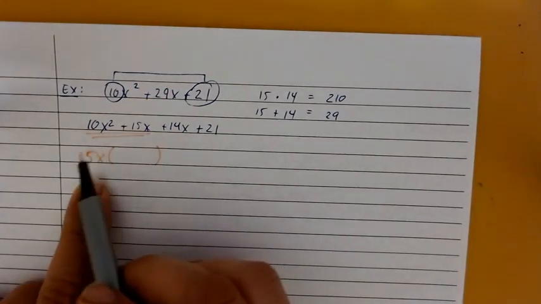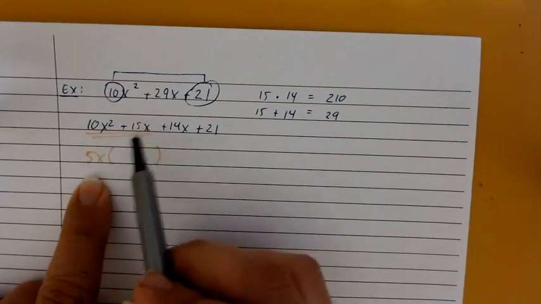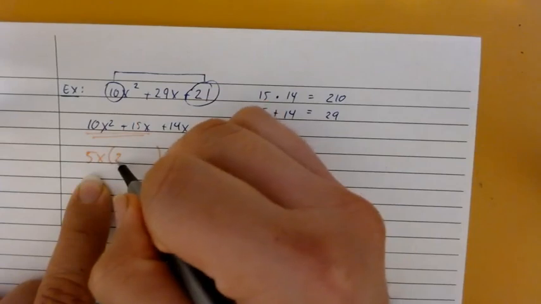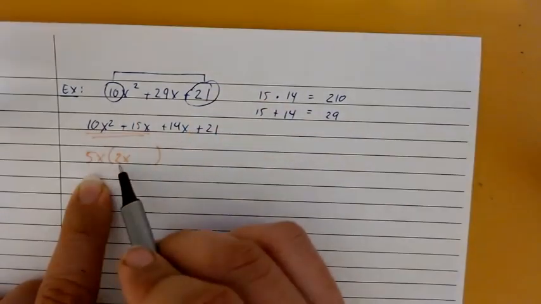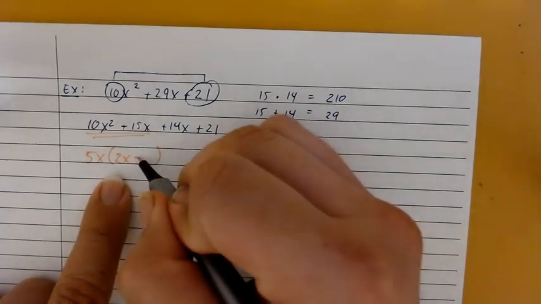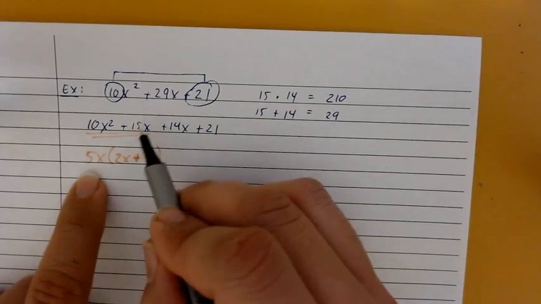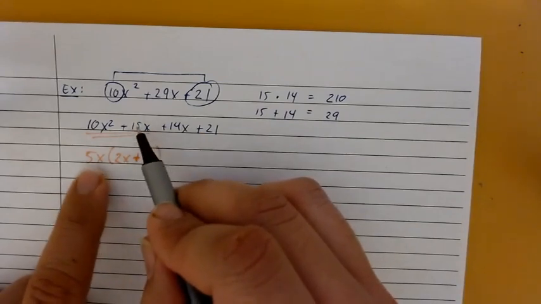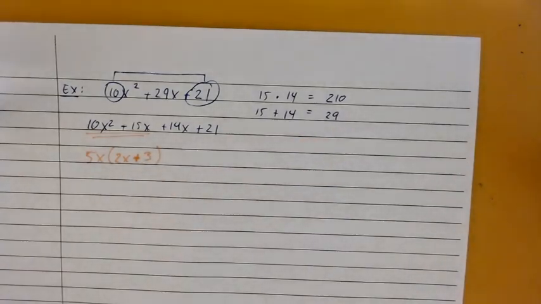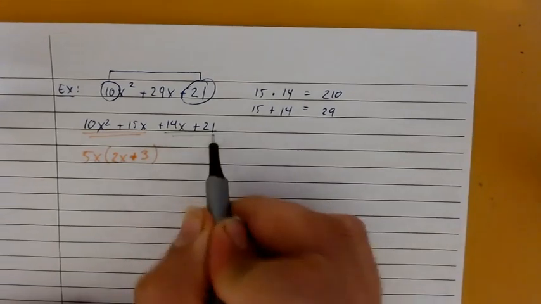So now, if I have 5x, that's being divided into each of these. 10x squared divided by 5x will give me 2x. All right, 10 divided by 5 is 2. X squared divided by x is just x. And I have a plus right here. 15x divided by 5x. Well, the x's divide away completely. So that just leaves you 15 over 5, which is 3. Once you look at the first two, look at the next two, and do the same thing.